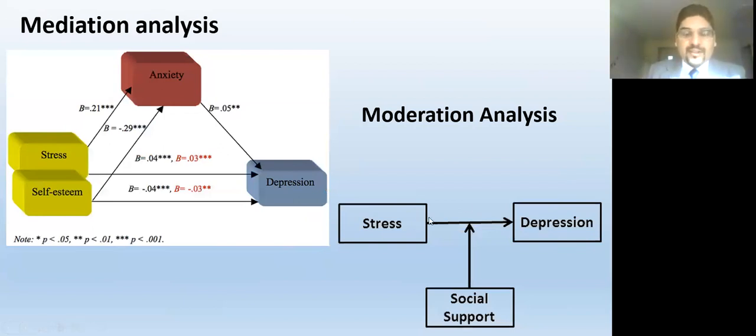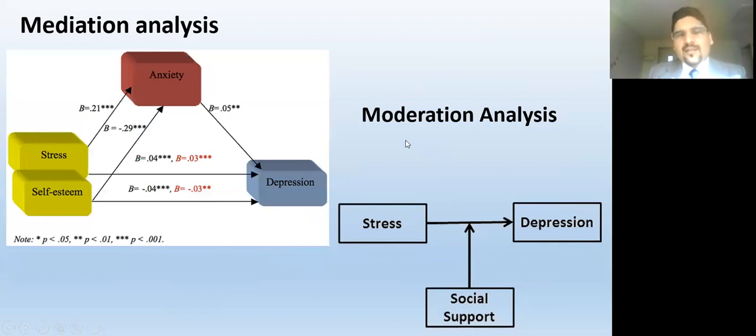So in moderation, we are going to test the moderating role of the factors. We are going to test whether, if we have social support in our society for individuals, the effect of stress on depression will decrease. So social support is not going to be a mediator, but it's going to moderate the effect. It's going to decrease the effect.